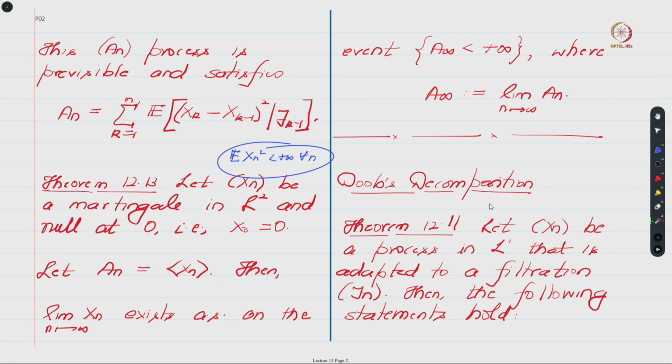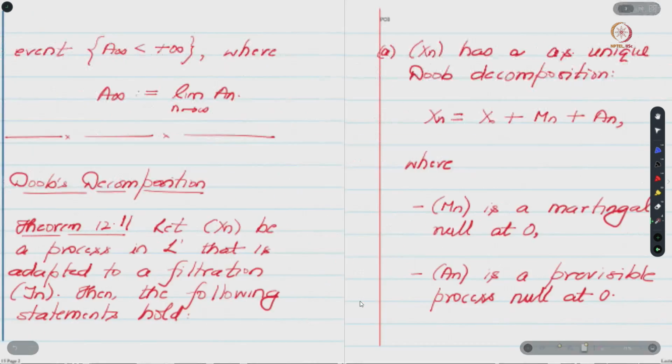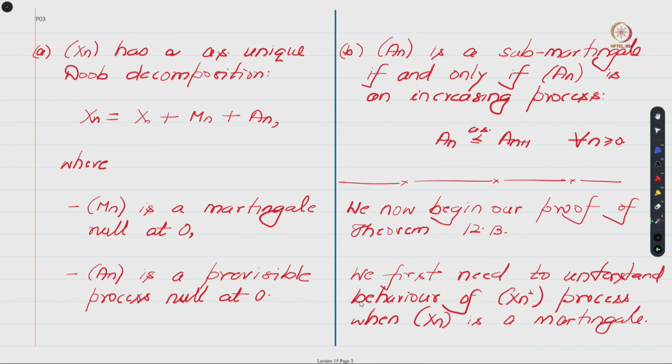Okay, so the Doob decomposition broadly says the following. Let Xn be a process in L1, which is adapted to some filtration Fn, then the following statements hold. In particular, Xn has a Doob decomposition, that is, Xn can be expressed in this way, where Mn is a martingale sequence which is null at 0, and An is a predictable process which is also null at 0.